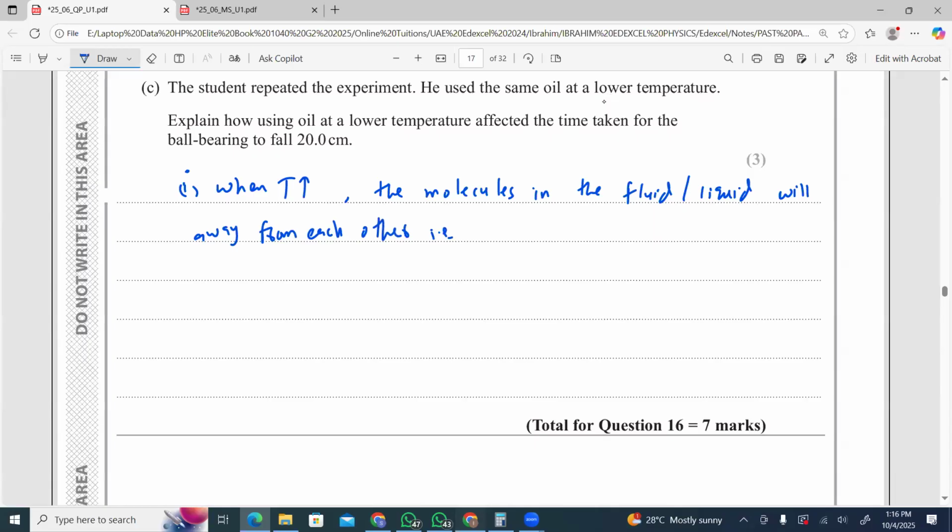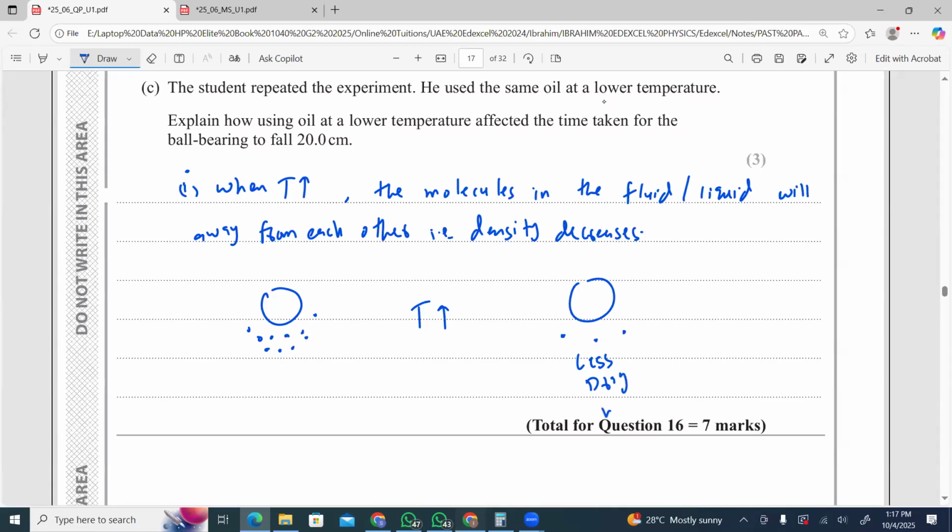So when they're moving away from each other, their density is actually decreasing. When density is decreasing, for example, previously this number of particles were here, but now when you raise the temperature, only 2 particles are below the ball bearing, which is dropping through the liquid. So there is less drag here.